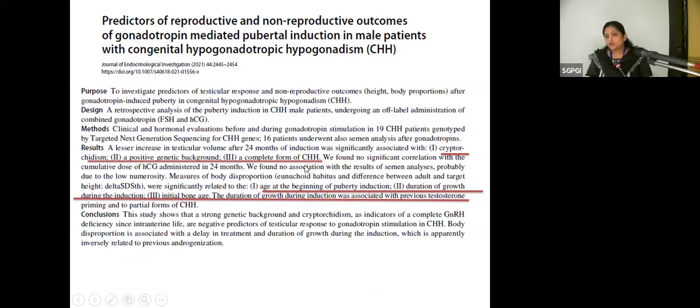But not all patients respond very well to this treatment. It is said that if a patient has cryptorchidism, a positive genetic background, and a complete form of CHH, they have poor response. And the body proportions were significantly related to the age at the beginning of the puberty induction, duration of growth during induction, and initial bone age, and the duration of growth during induction was associated with previous testosterone priming.